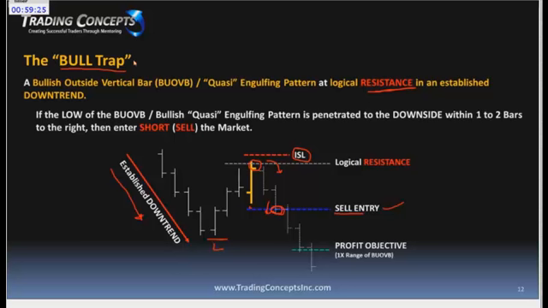Okay, so that's a great trade. Again, your profit objective, just like if you're going long or going short on a regular engulfing pattern, right, is the range of the engulfing pattern. So take the high minus the low, get that range, subtract it down from your entry. Okay, it's that simple. Let's take a look at an example here.